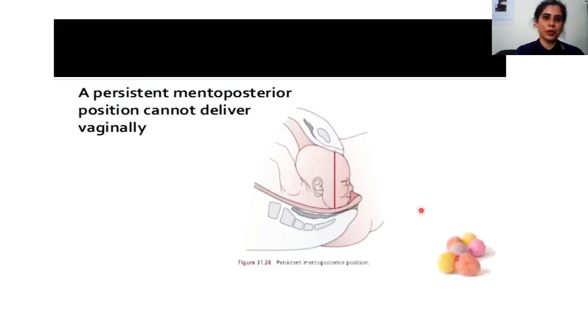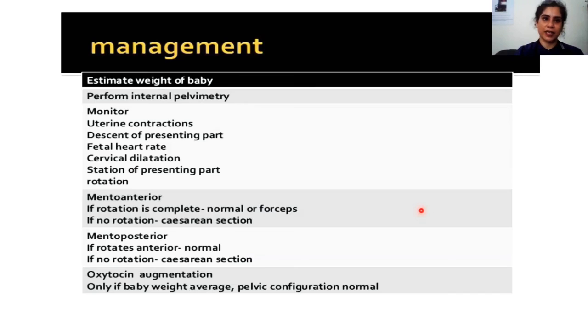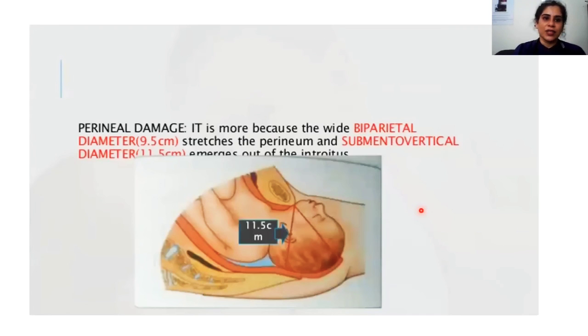So I've told you the progress. Persistent mento-posterior position cannot be delivered vaginally. Also, the perineal damage is more in face presentation. This is because the wide biparietal diameter is stretching the perineum, and the submento-vertical diameter is emerging out of the introitus.